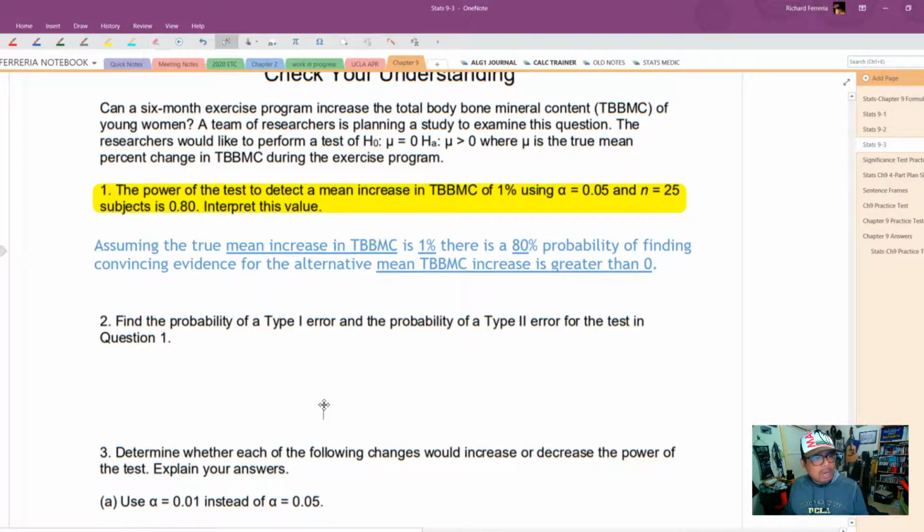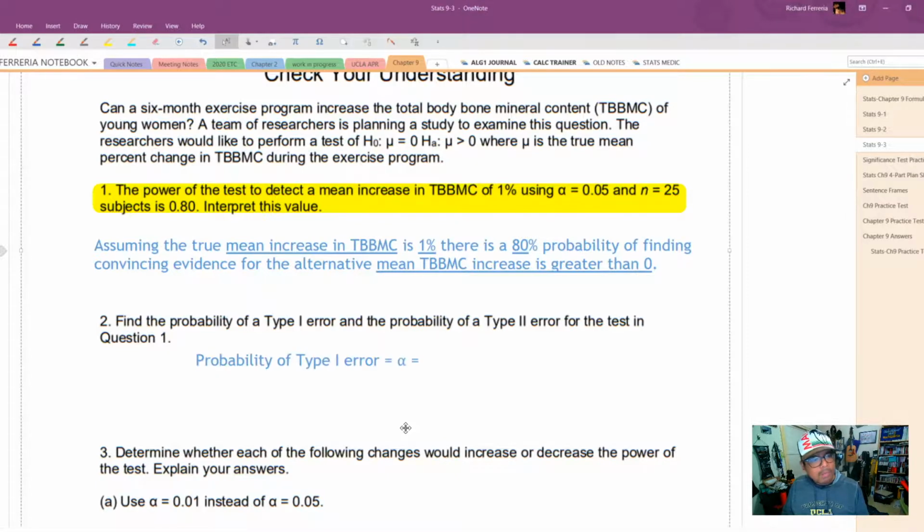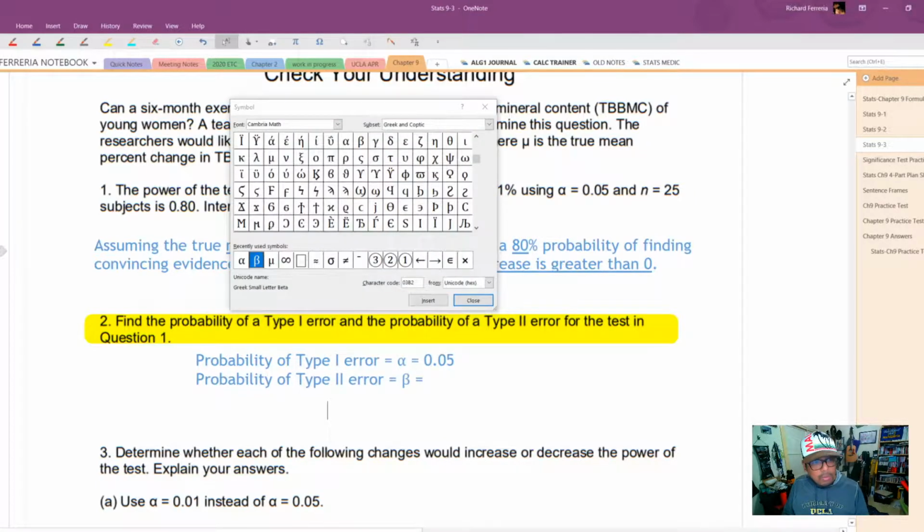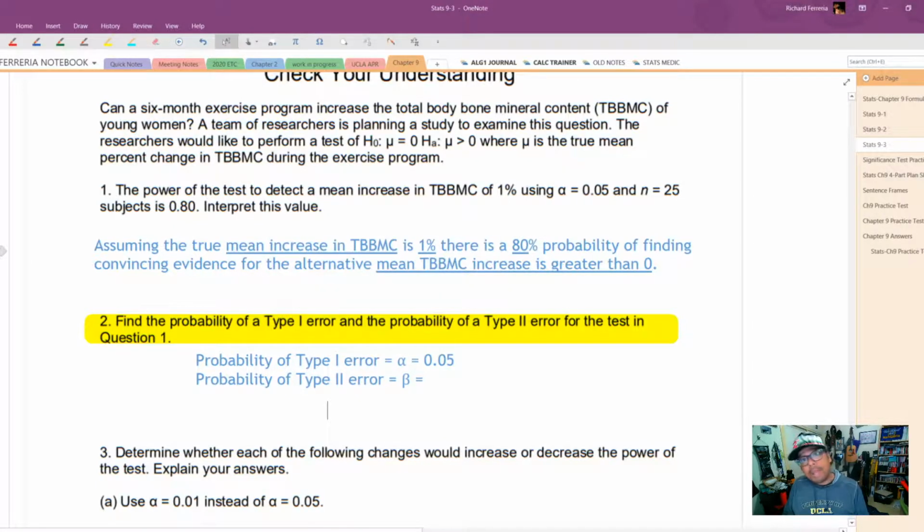So let's find the probability of making a type 1 error and the probability of making a type 2 error. The probability of making a type 1 error is the same thing as alpha, and we're told that alpha is 0.05 right over here. Now the probability of making a type 2 error, well, that's equal to beta. And beta is 1 minus power. So that's 20%.